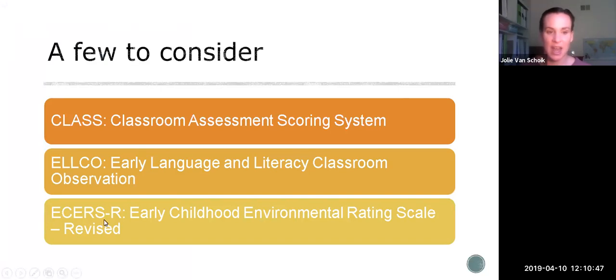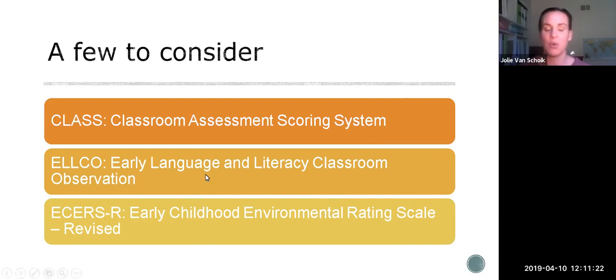So this last one is the ECERS, once again, the Early Childhood Environment Rating Scale, which is what we're going to be looking at. And then there's the Classroom Assessment Scoring System, and then there's the Early Language and Literacy Classroom Observation as well. These are both really great. A lot of programs use these already in California. So I would suggest these to you, especially the Classroom Assessment Scoring System. If you don't like the ECERS, I would definitely look at the Classroom Assessment Scoring System. That one is also very widely known.